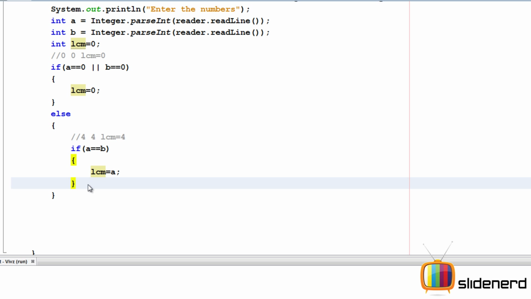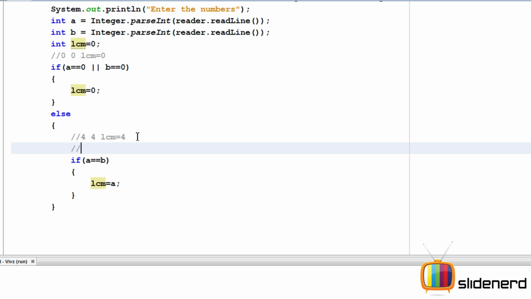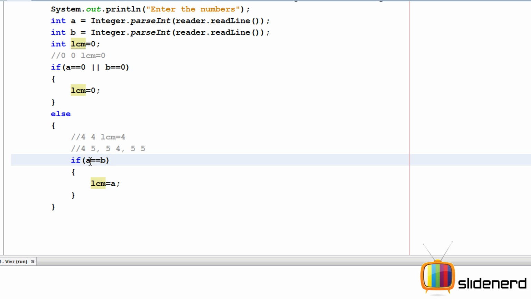So here there are three things that are possible. You can have three types of numbers, right? You can have 4 and 5. You can have 5 and 4 as the two numbers. You can have 5 and 5 as the two numbers, right? So in this case, 5 and 5, we have tested a equals b over here. Otherwise, there are two other conditions.